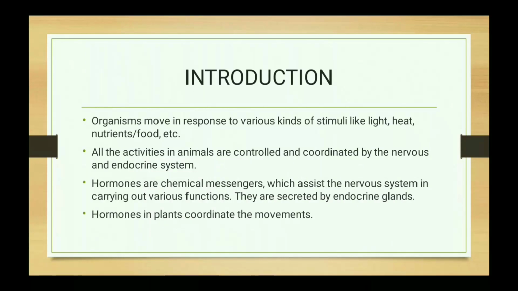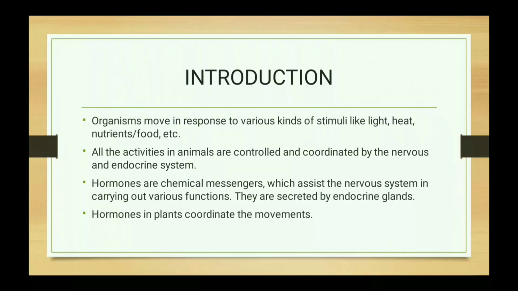Now, introduction. Organisms move in response to various kinds of stimuli like heat, light, nutrients or food, etc. For example, when we touch a hot body, we feel heat and move our hands back. All the activities in animals are controlled and coordinated by the nervous and endocrine systems. Now, how do we feel that the object is hot and how do we move our hands back? There is a mechanism in it. These mechanisms are controlled by the nervous system and endocrine glands.